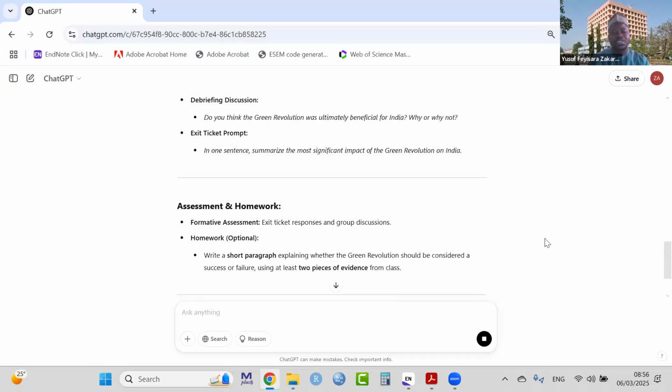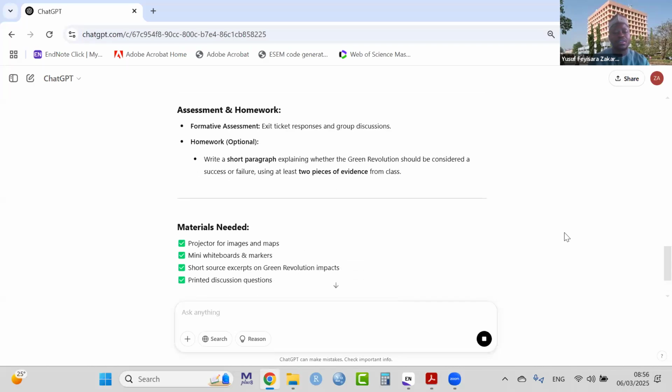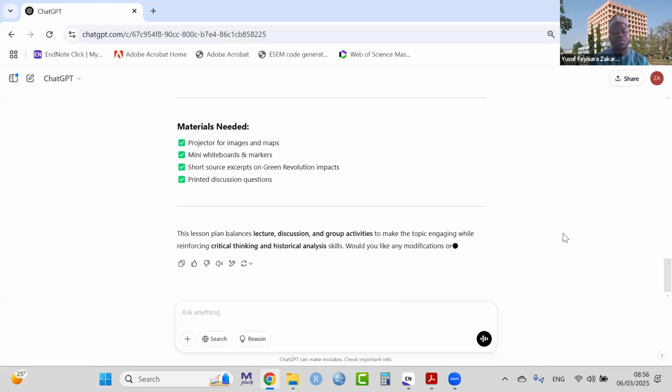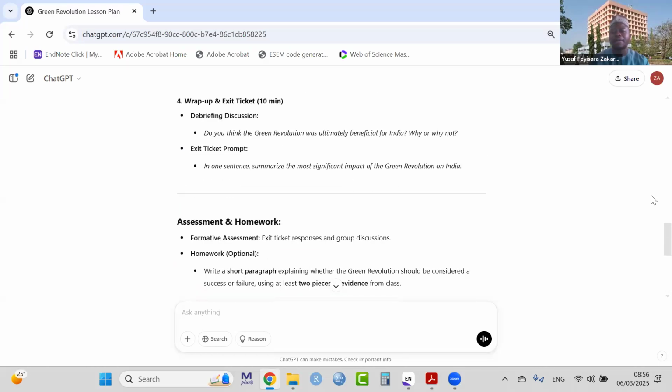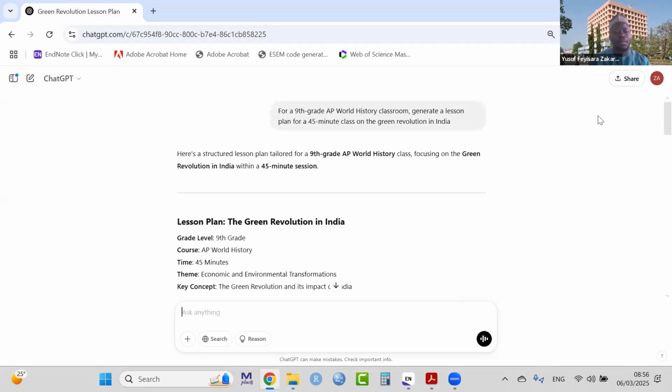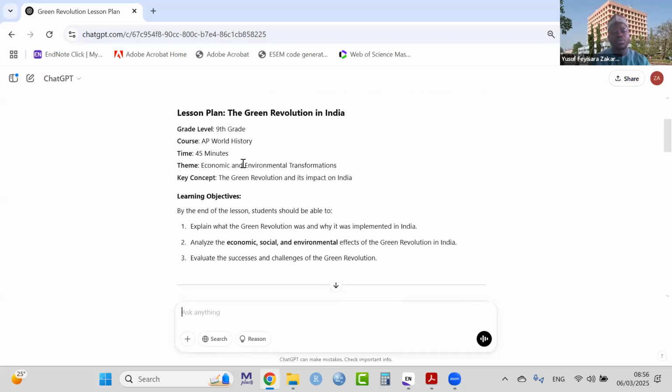So let it finish, then we go through it, what it has done for us, and how good it has done this. All right? So let's have it. So here we have the output. It says lesson plan, the Green Revolution in India. This is the topic. It could be anything.